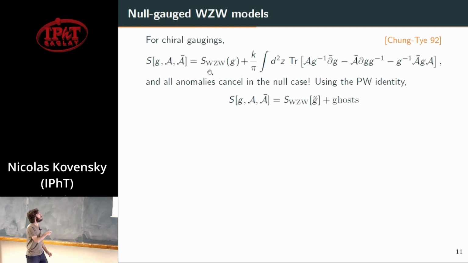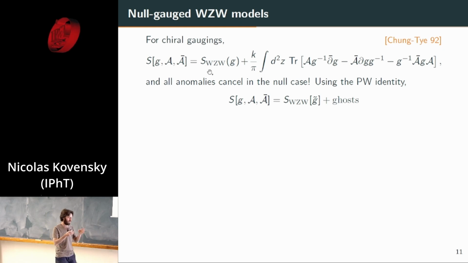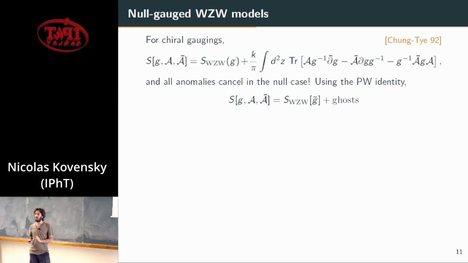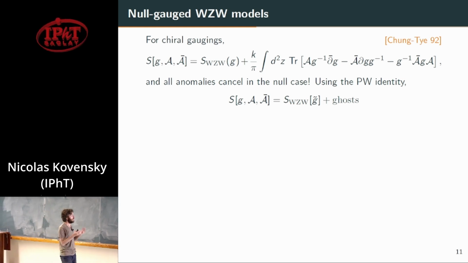The idea is very simple. If you look at the action or at the path integral quantization, because these currents I'm gauging are null and chiral, this gauged Wess-Zumino-Witten action I can rewrite by a simple change of variables exactly as the original Wess-Zumino-Witten action in terms of gauge invariant variables. These are not the same original variables, but in terms of these new variables, the Wess-Zumino-Witten action appears exactly the same way, plus ghost contributions.